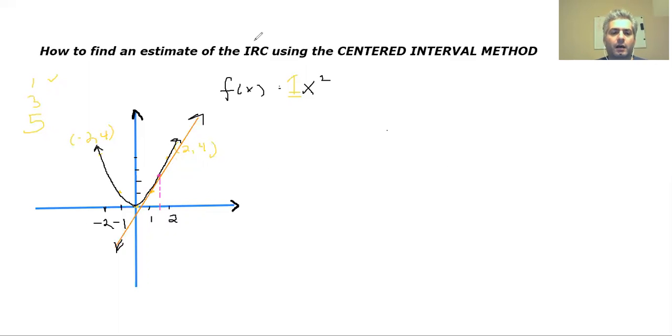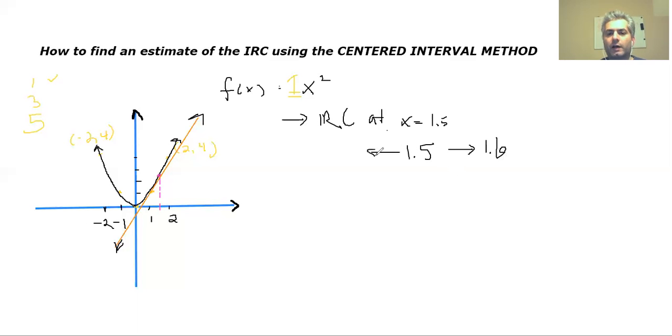In this case, we have x equals 1.5. So this is the point that we want to find the IRC at, x equals 1.5. So what I'm going to do is take the 1.5 and find a value to the right of 1.5, very close to it. I can get as close as I want. I can choose, for example, 1.6.